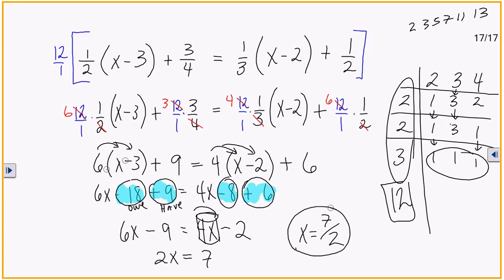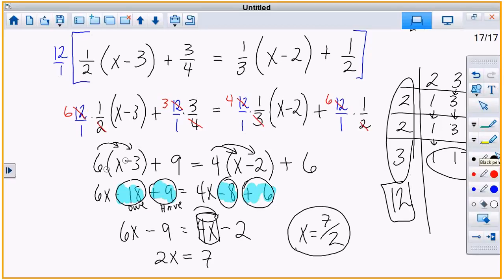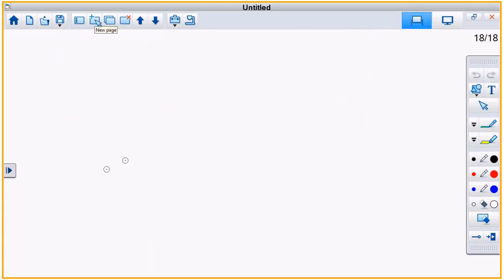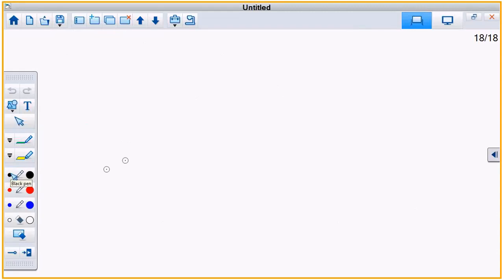And that is how you clear fractions. So now let's clear a decimal. Before I clear a decimal, I need to go back to what we talked about with multiplying and dividing by tens and hundreds. So I'm going to go over that right quick.